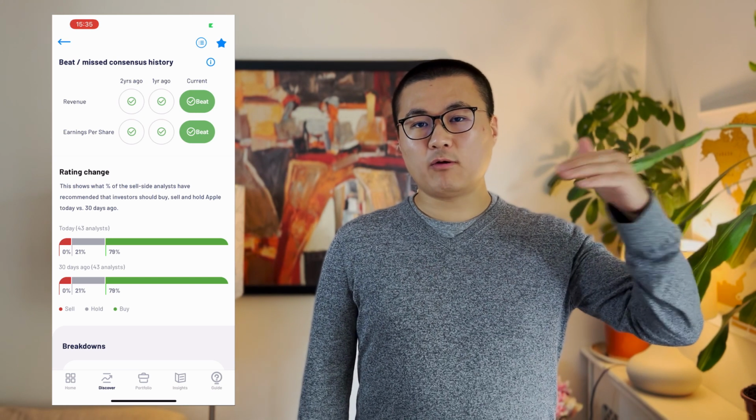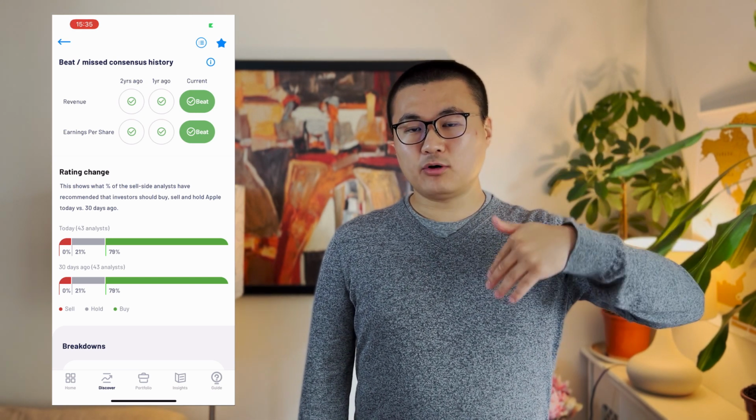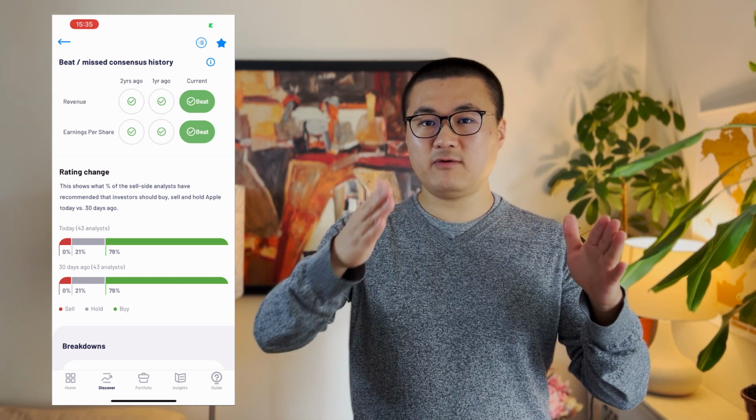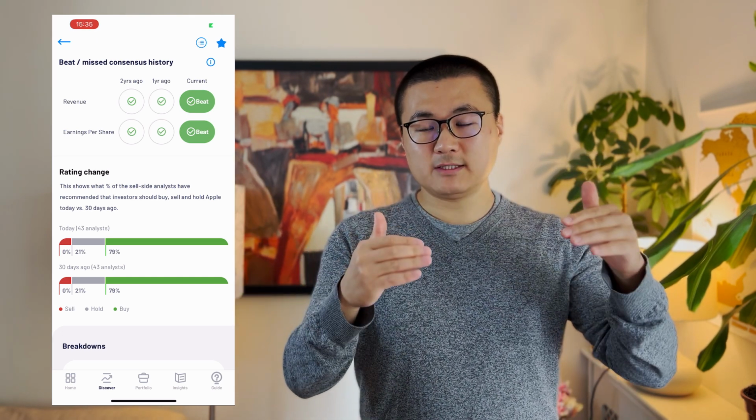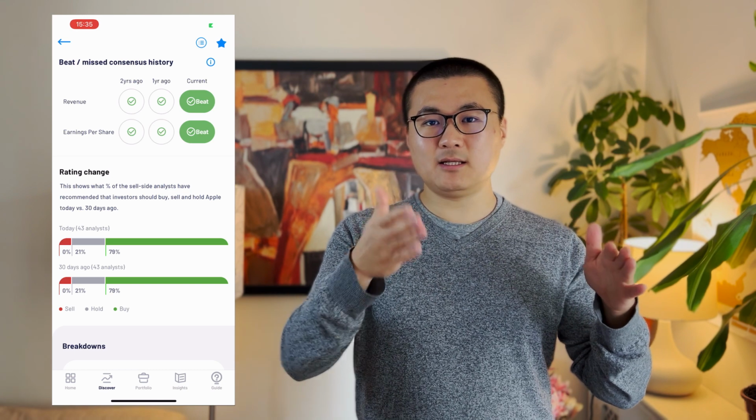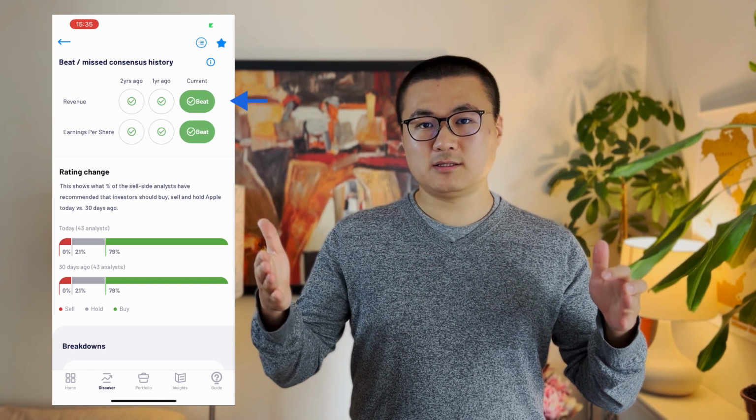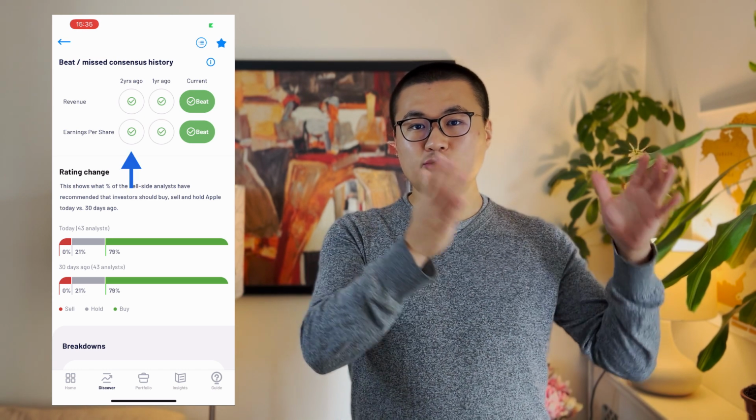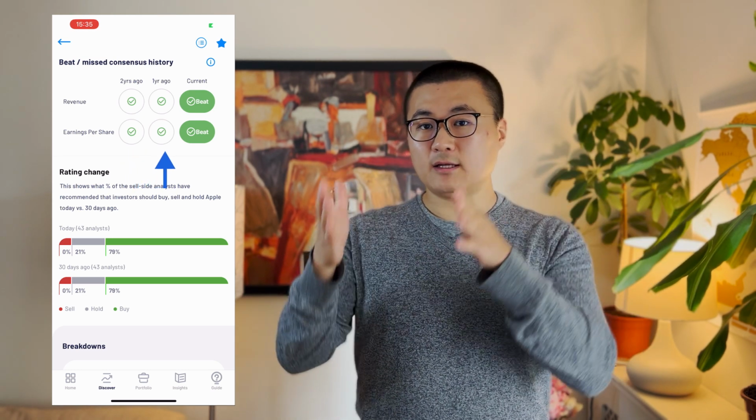So here for Apple, what we measure is when Apple reports its revenues and earnings per share, and we compare that to the previous market expectations. And what we can see here is Apple has been consistently beating the expectations both on revenue and on earnings per share over the last 2 years, 1 year, and the current financial year.